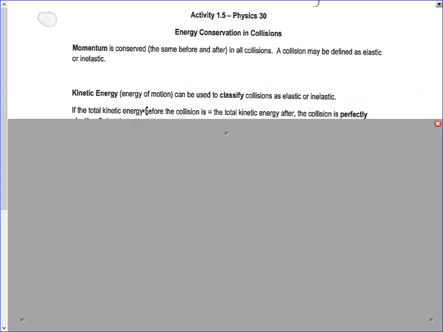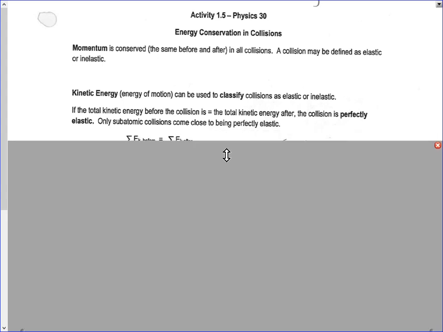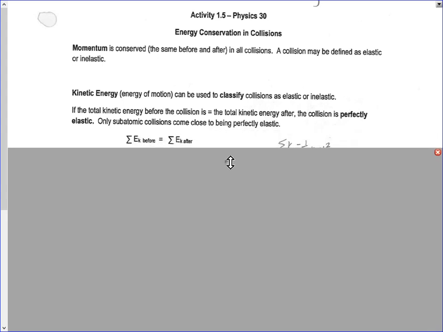If the total kinetic energy before the collision is equal to the total kinetic energy after the collision, it is perfectly elastic. And in reality, only subatomic collisions come close to being perfectly elastic. The way we do that is by using this terminology. That is the Greek capital letter sigma, and sigma represents the sum. So sigma EK before is the sum of all kinetic energies before the collision. In this case, we usually use two objects, so the sum of their kinetic energy before is equal to the sum of their kinetic energy after.